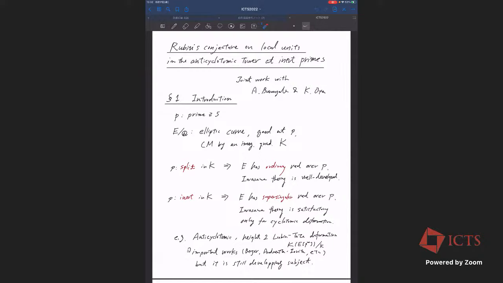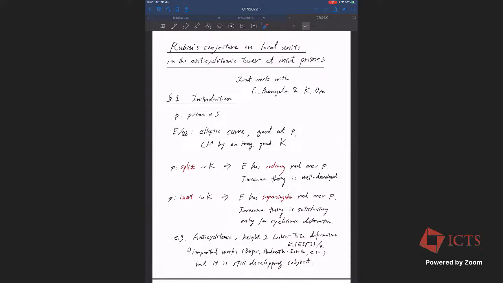In this introduction, E is an elliptic curve defined over Q, with good reduction at p and CM by an imaginary quadratic field K. If p splits in K, then it is well known that E has good ordinary reduction at p, and Iwasawa theory is really well developed. For example, the work of Coates–Wiles and Rubin provides an ideal model of Iwasawa theory in this case.